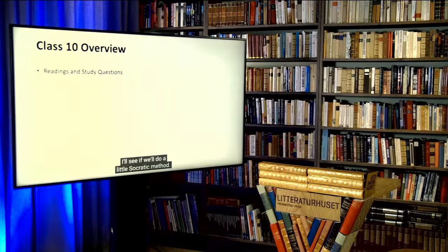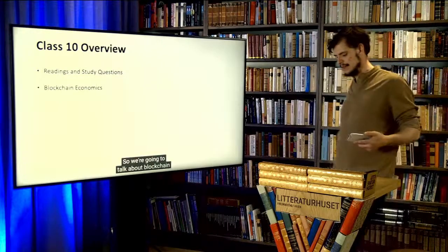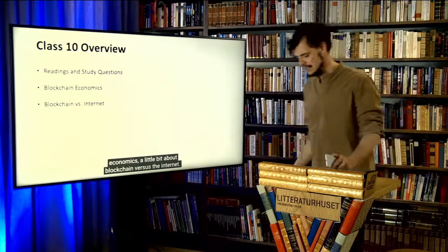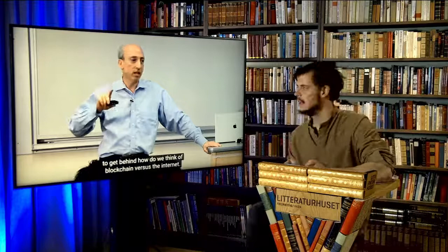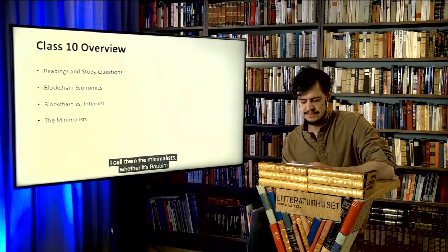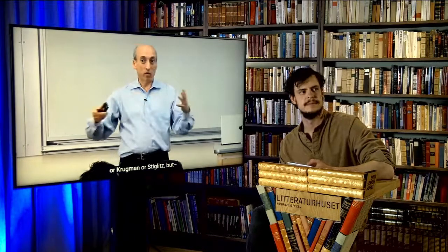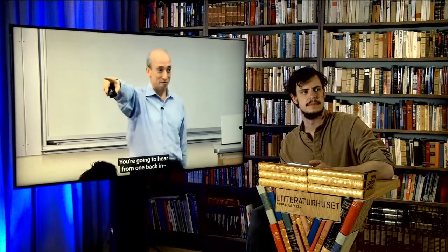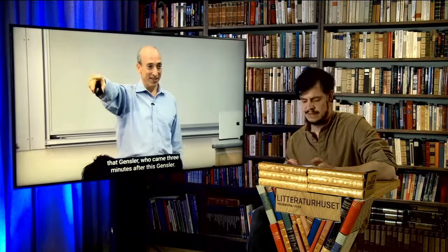So the overview, as always: I'll talk a little bit about our readings, and I'll see if we'll do a little Socratic method. We're going to talk about blockchain economics, and a little bit about blockchain versus the internet. That was Joey Ito's article that set that up, which Joey wrote several years ago. He might write it a little differently now, but I still think it's really relevant. How do we think of blockchain versus the internet? I call them the minimalists, whether it's Roubini or Krugman or Stiglitz, or Gensler.